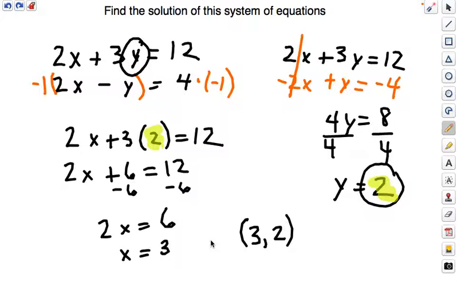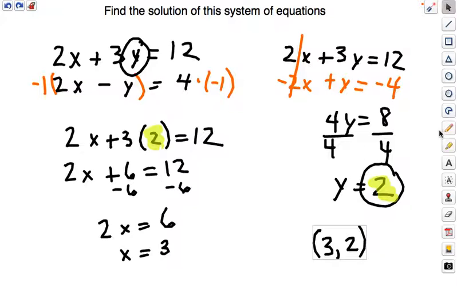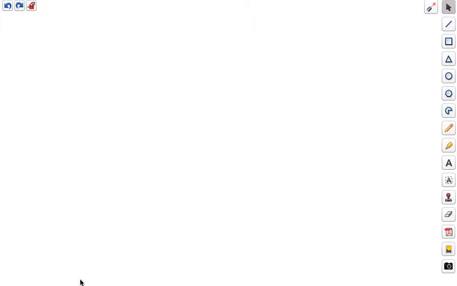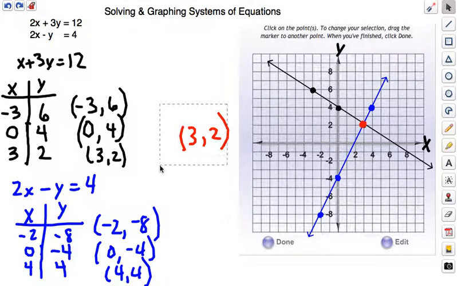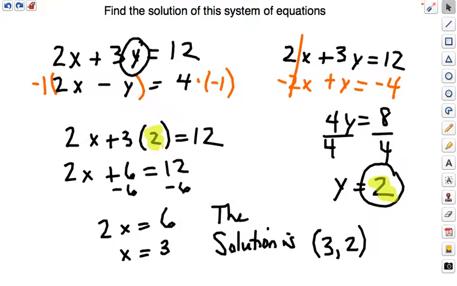Okay. So we say the solution is 3, 2. So if we go back to our original example, you can see that we found that solution and it matches up. All right, let's look at another one.